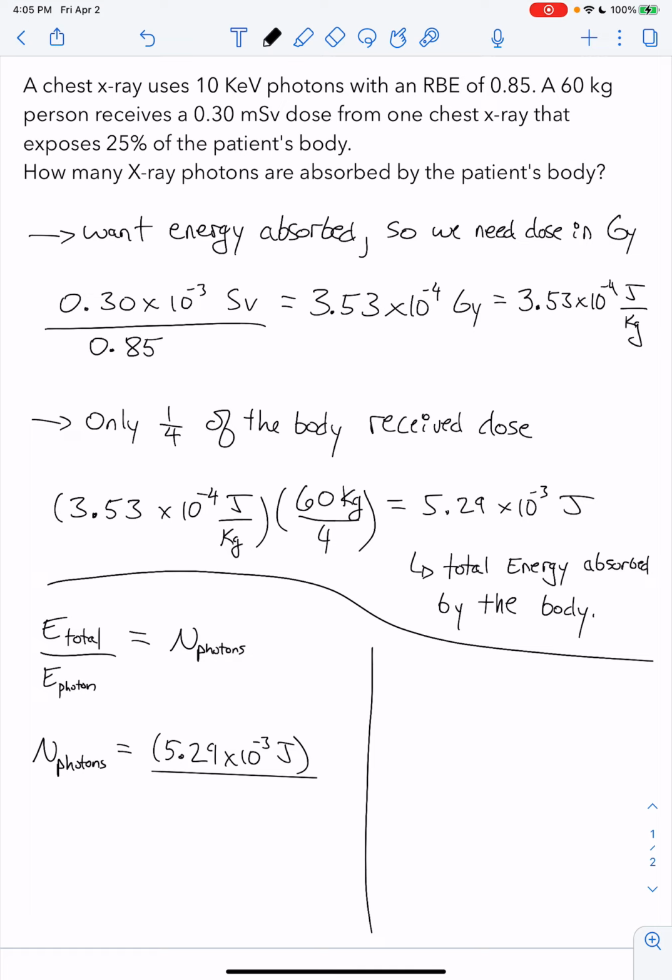Well, what were we told about the photons? Well, we were told that they were 10 kiloelectron volt. Okay, so the energy of a photon here is 10 times 10 to the 3 electron volts. And we can convert that to joules because in 1 electron volt we have 1.6 times 10 to the negative 19 joules.